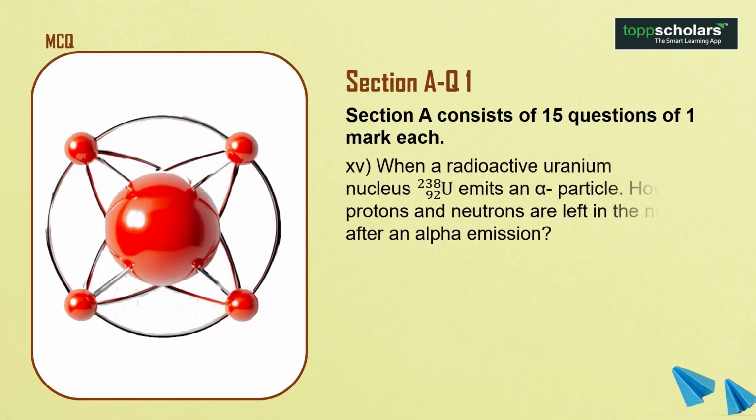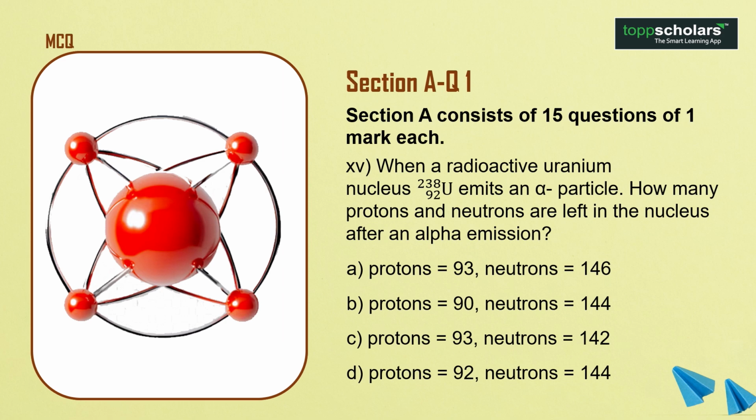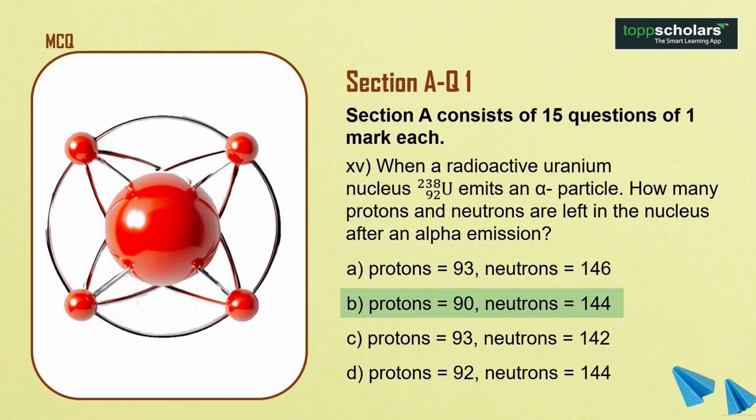Let's have a look at the 15th MCQ now. When a radioactive uranium nucleus U emits an alpha particle, how many protons and neutrons are left in the nucleus after an alpha emission? So 93 protons and 146 neutrons, or 90 protons and 144 neutrons, 93 protons and 142 neutrons, or 92 protons and 144 neutrons. Let us see the solution. So when a radioactive uranium nucleus emits an alpha particle, 90 and 144 of protons and neutrons are left in the nucleus after an alpha emission respectively. So protons 90, neutrons 144, option B is the correct option.